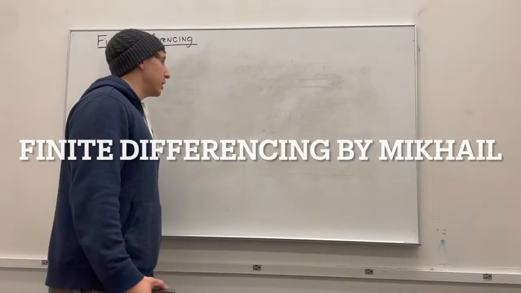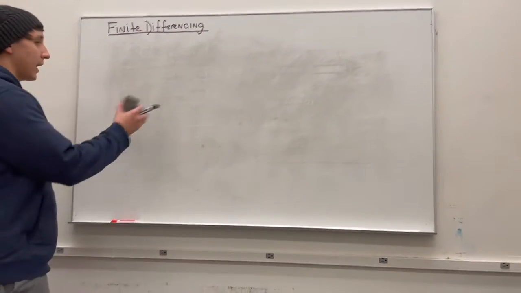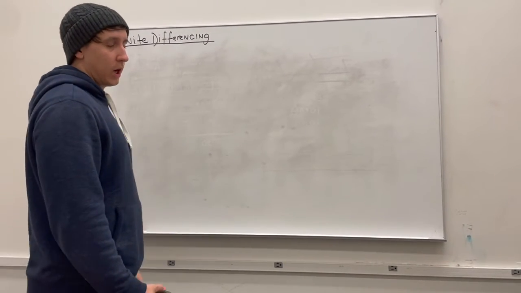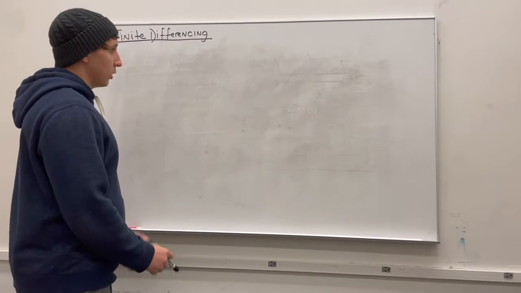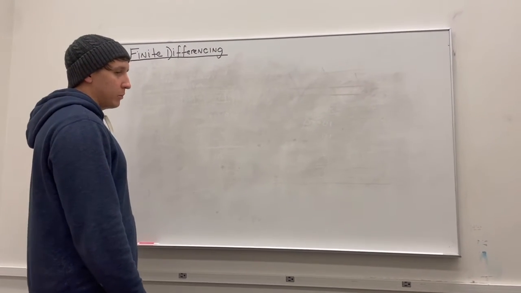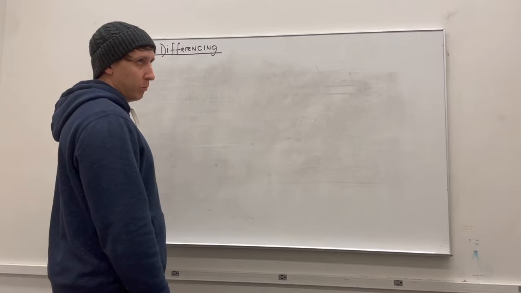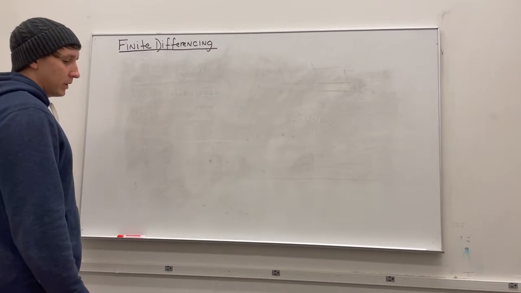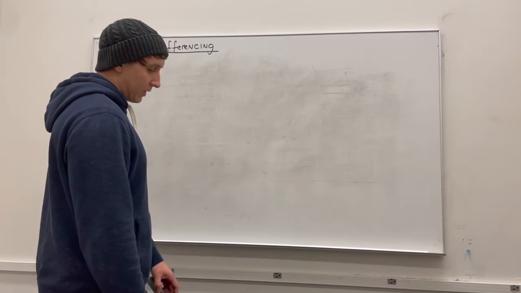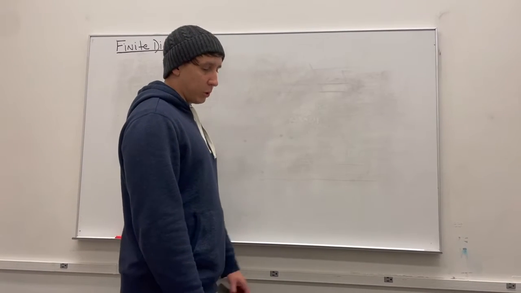Now I'm going to be teaching you about finite differencing. This kind of builds off the last two videos. In this video, I'm going to be looking at how heat flows through an object in one spatial dimension. Finite differencing is a computational method that you can utilize when you don't have as much knowledge in terms of multivariable calculus.